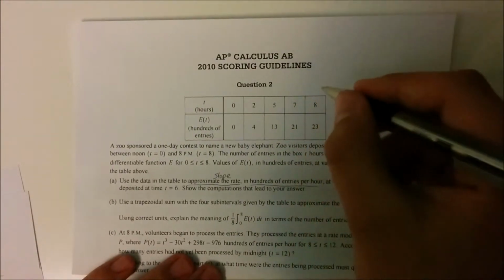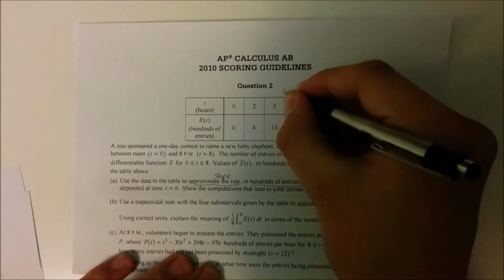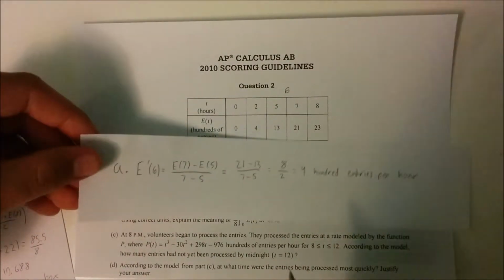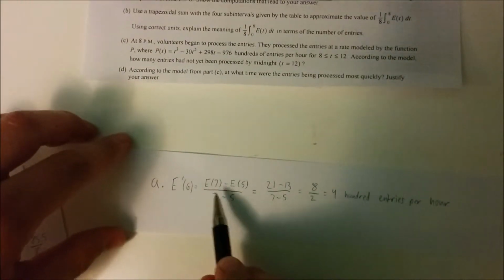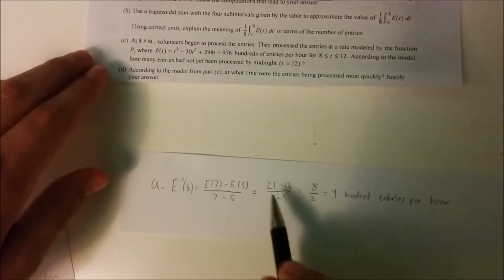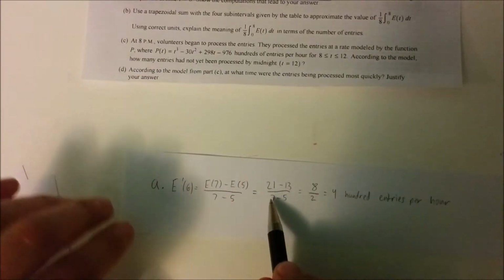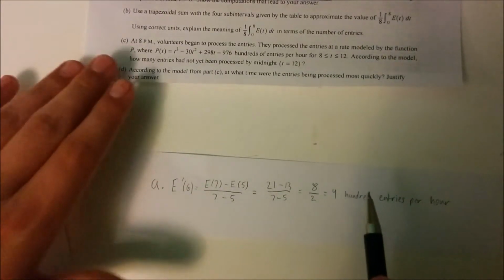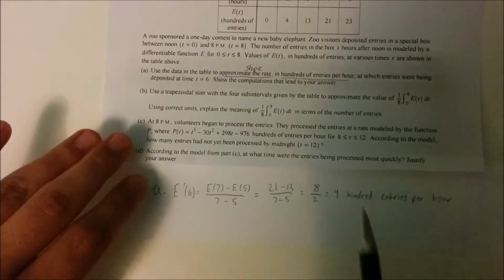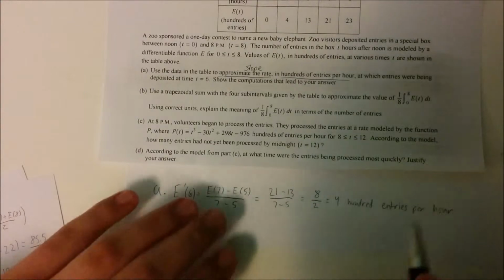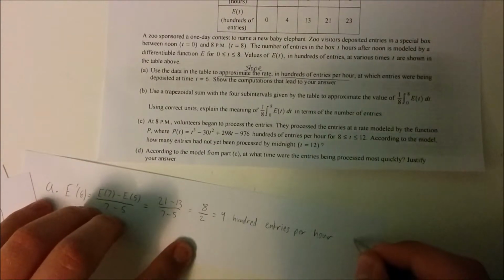We're looking for t equals 6, which is not given, but it will be right here. To find that, we would need to do E of 7 minus E of 5, divided by 7 minus 5, which is 21 minus 13 divided by 7 minus 5, which is 4. And remember, the answer will be in hundreds of entries per hour. So the answer is 400 entries per hour, and that is worth 1 point for the answer.